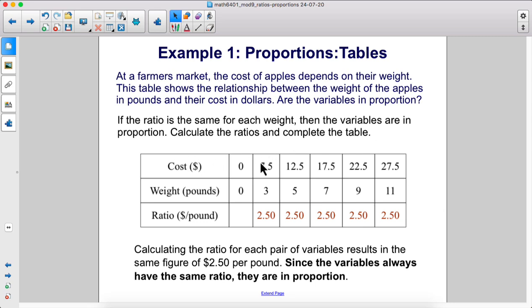So a cost of $7.50 for 3 pounds. So 7.5 divided by 3 is $2.50 per pound. If you do this for each one, you get $2.50 per pound. Since the variables always have the same ratio, they are in proportion.